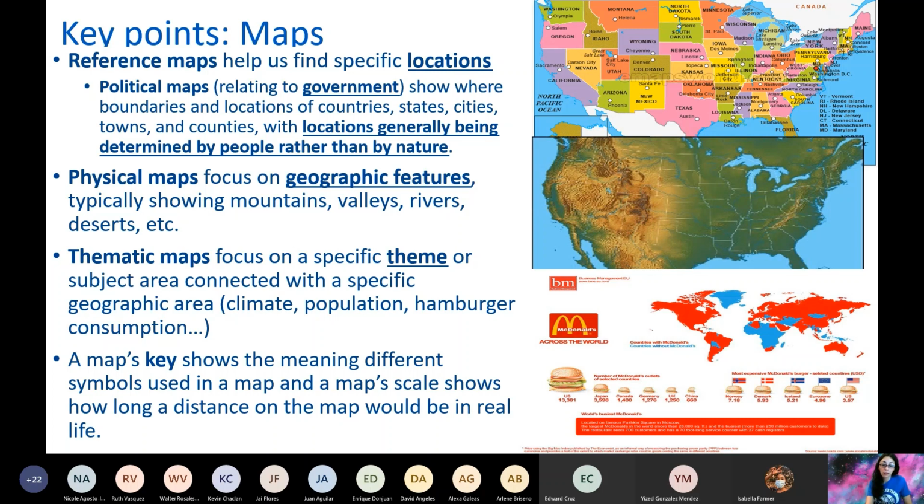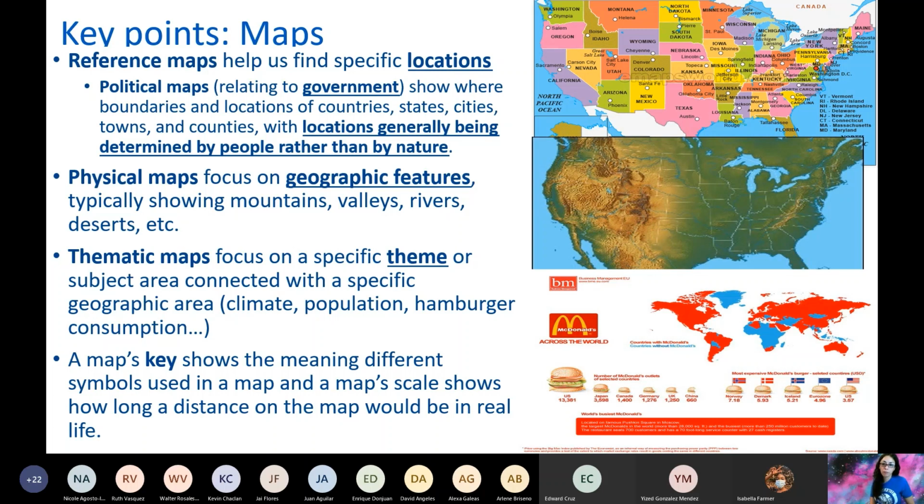Physical maps are different. They're not all about finding location. They're all about telling us about the natural world. They focus on geographic features like mountains, valleys, rivers, deserts, etc. So different. Reference maps show us a location. Physical maps show us the natural features of the earth.